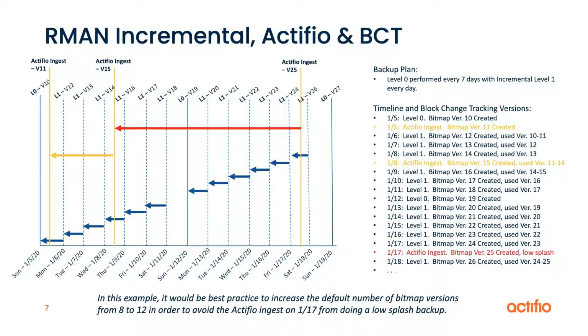Now what we could do in this case is, Actifio is incremental forever, and the space to do incrementals throughout the week is very, very low impact. So we could have increased the times we do snapshots. We could have just added more bitmap versions. So we could have maintained 12 bitmaps, and that way when we did our snapshot on the Friday afternoon on the 17th, there would have been enough versions in the bitmap extent to only read the changed blocks.